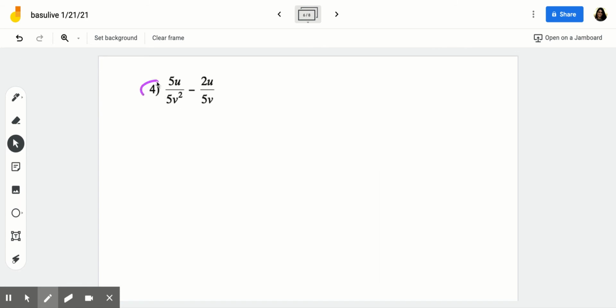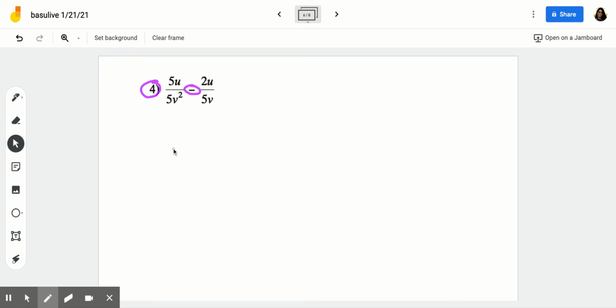Okay, so number 4. Do we have a common denominator? No. Do we need one? Yes, because we have a minus sign or a plus sign. If it's multiplication or division, you don't need a common denominator, and you can cross cancel. In subtraction and addition, you need a common denominator and you cannot cross cancel. So, what are we going to do? All right, we're going to find our common denominator.